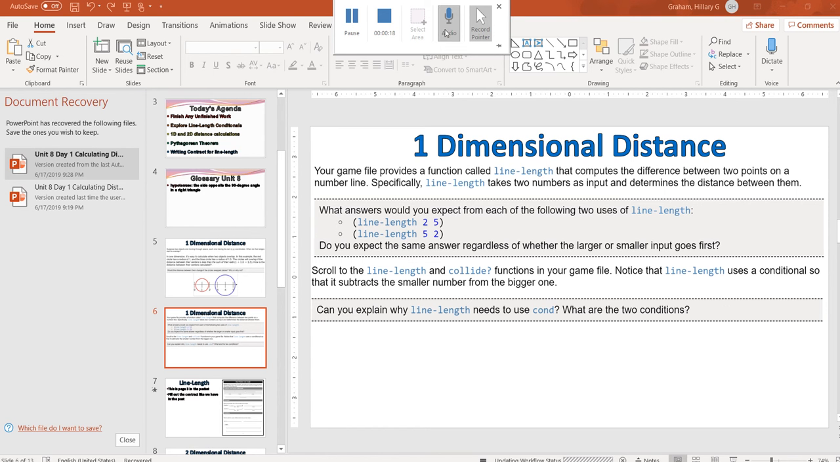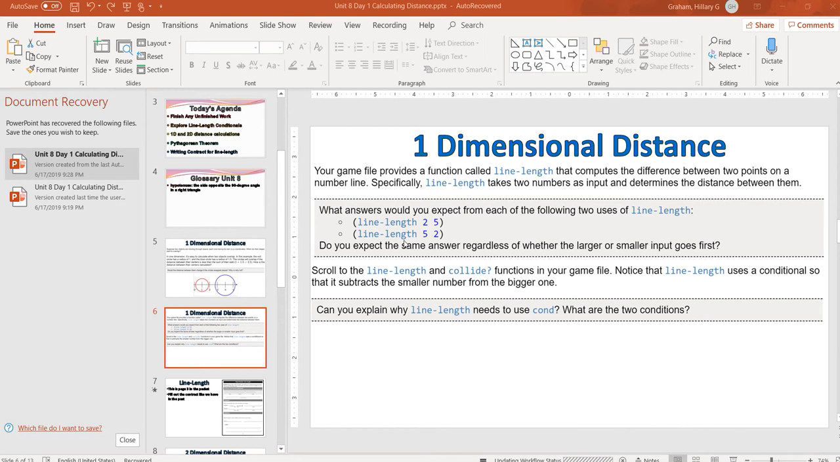So look at this question here. It says, what answers would you expect from each of the following two uses of line length? So if we had a line and it was between points 2 and 5, let's just say, for example, this is on the x-axis, what would be the distance? Well, we know it would be 3.